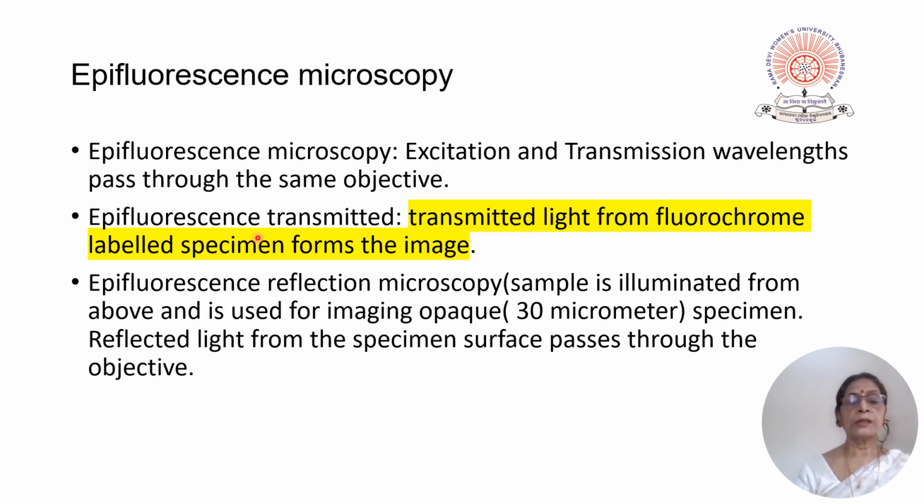In transmitted epifluorescence microscopy, the specimen has to be very thin because the fluorescence has to pass through the specimen clearly. In case of reflected type, it is a surface phenomenon. The fluorescence is produced after reflection, so thicker specimen may be taken in case of the reflection type of epifluorescence microscopy.